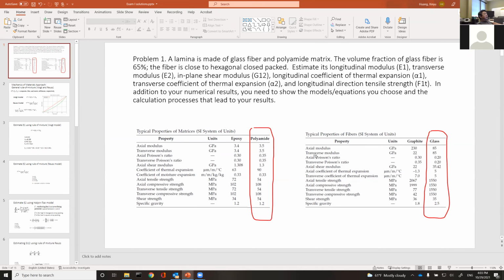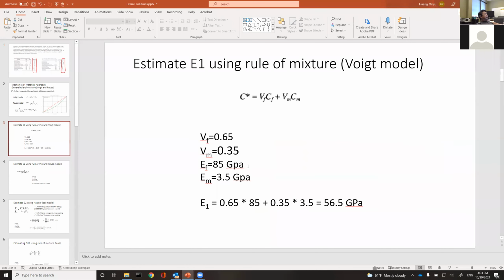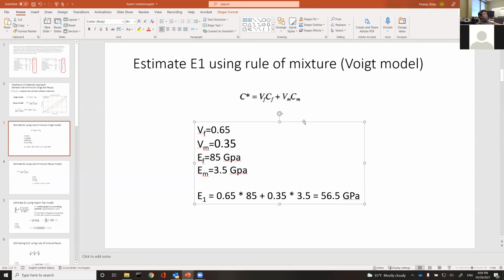Then you plug these numbers in: 85 times 0.65, plus 3.5 times 35%. The answer is 56.5 gigapascal. That is the E1 for this lamina. This is probably the simplest parameter to estimate.